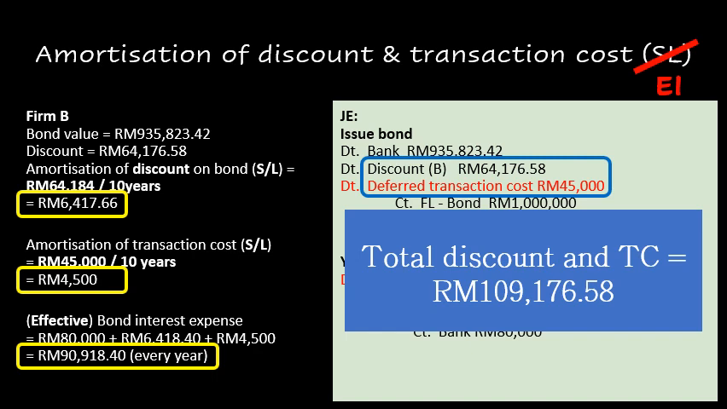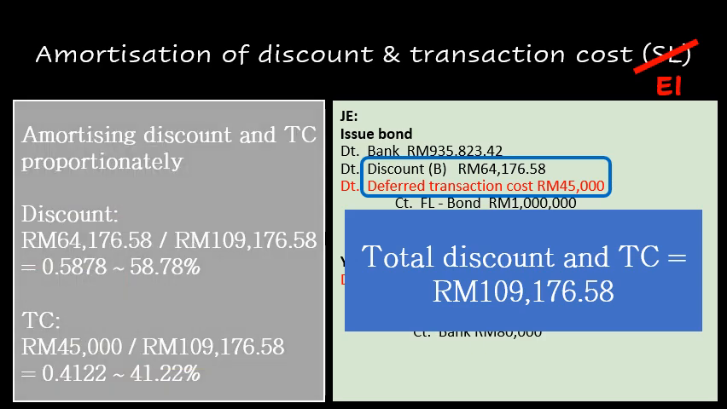Now, the system of a financial software will determine the amounts of amortized discount and deferred transaction costs at every end of period. But if you were to do it manually, perhaps the best way to explain it is by determining the percentage for each portions of discount and transaction costs.